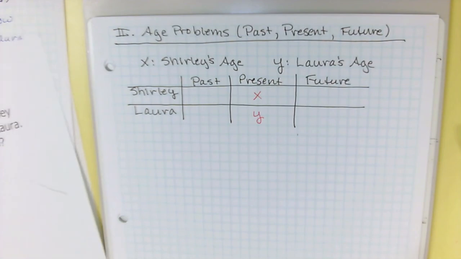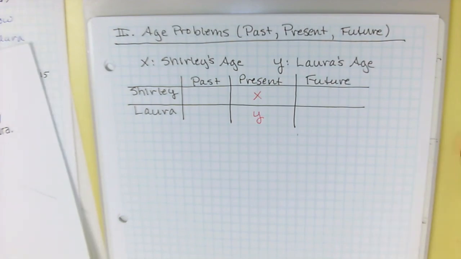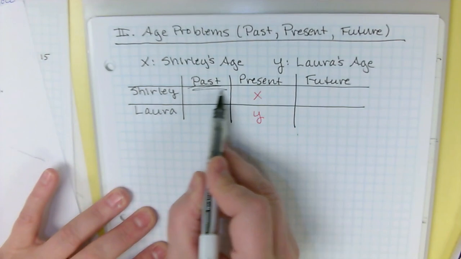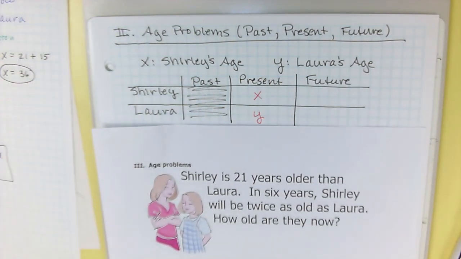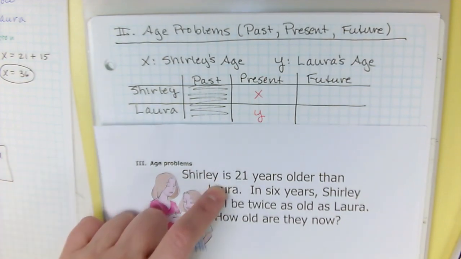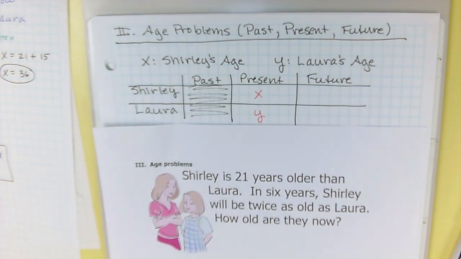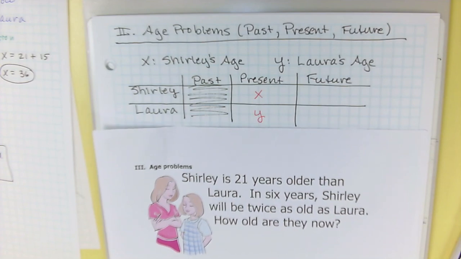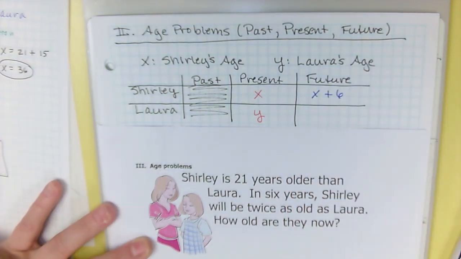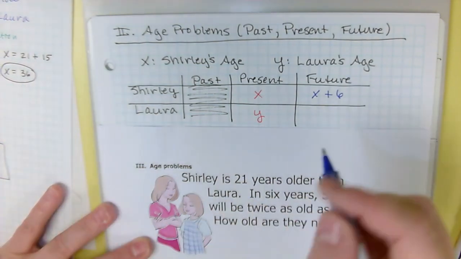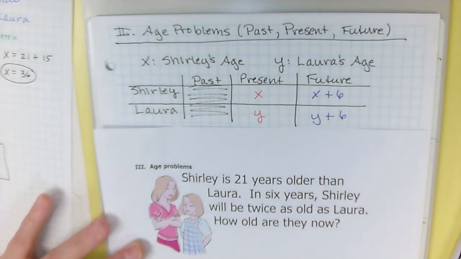Now, when we read the problem, it talks about in 6 years, but it doesn't talk about the past. So we're not going to use the past column on this one. We're just going to use the present and the future. So let's read it again. Shirley is 21 years older than Laura. Okay, that's all stuff that's true now. In 6 years, Shirley will be twice as old as Laura. So our future expression is in 6 years. So X plus 6 is Shirley's age in 6 years because we add 6 to it. Laura's age in 6 years is Y plus 6.